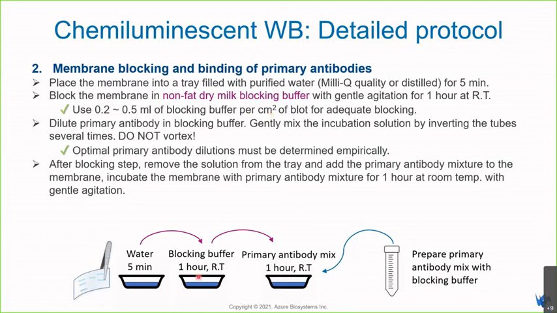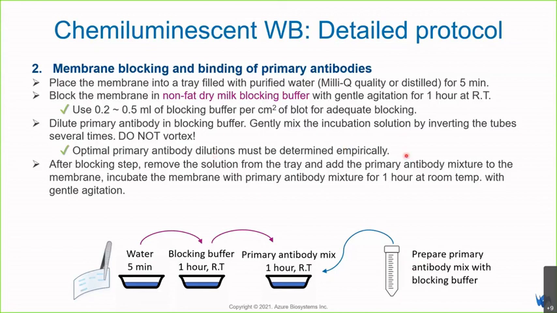Then at that time, prepare your primary antibody mix in the blocking buffer that you use. In this case, we're using the non-fat dry milk blocking buffer. First, we're preparing the primary antibody, or diluting it, in this skim milk blocking buffer. While preparing the solution, gently mix it by inverting the tubes several times. Do not vortex it.